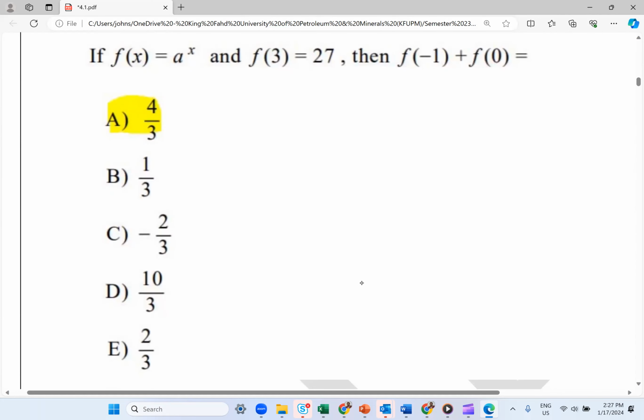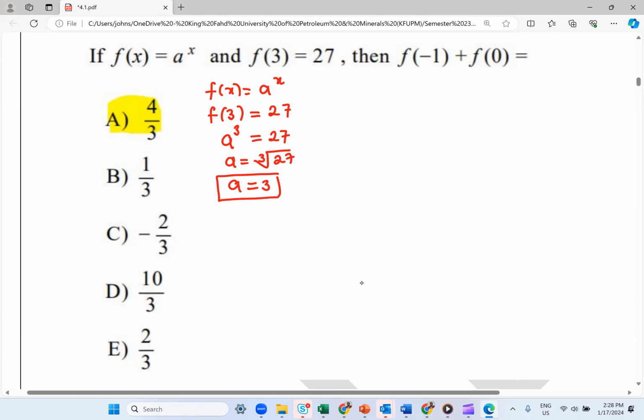All right. For this one, we have f of x is equals to a to power x. F of 3 is 27. F of minus 1 plus f of 0 is what we are looking for. So we have f of x is equals to a to the power x. F of 3 is equals to 27, we are given. But what is f of 3? It's just going to be a to power 3 is equals to 27. Then a is the cube root of 27, and that will give us a is equals to 3.